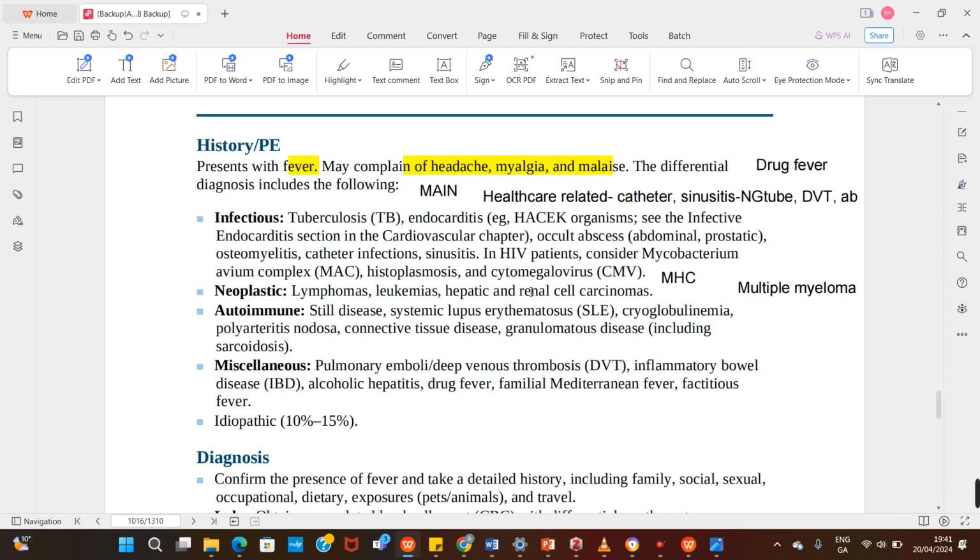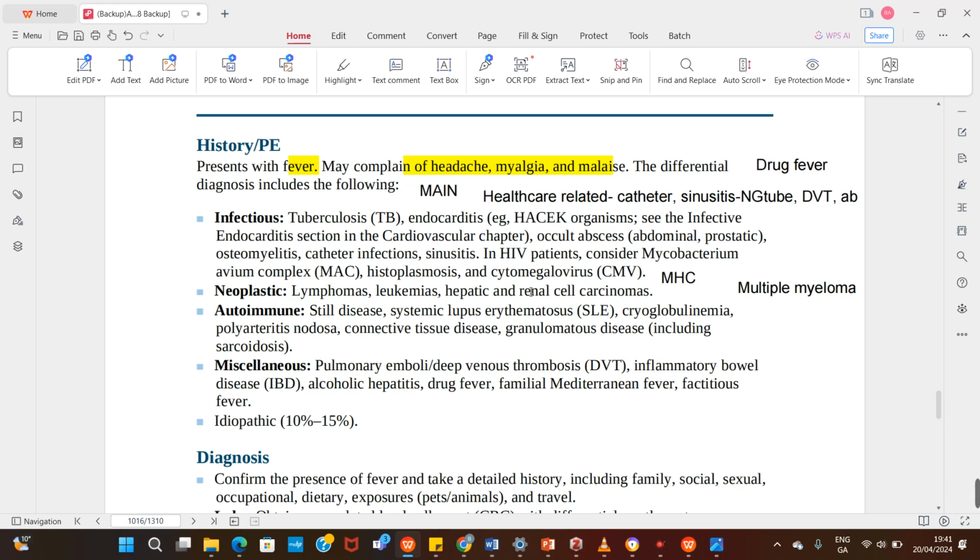So I know the list is cumbersome. We don't need to actually memorize all of it. We just need to understand what we are working with. So the acronym is MAIN. Just remember MAIN: the miscellaneous, think about the autoimmune, think about the infectious and neoplastic. So for the neoplastic, it's a lot.